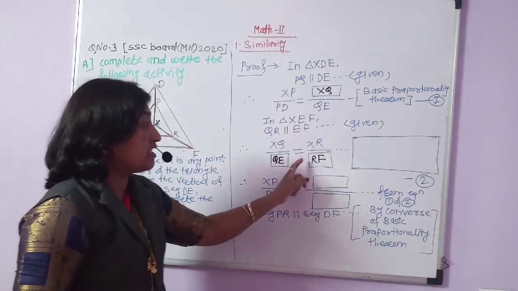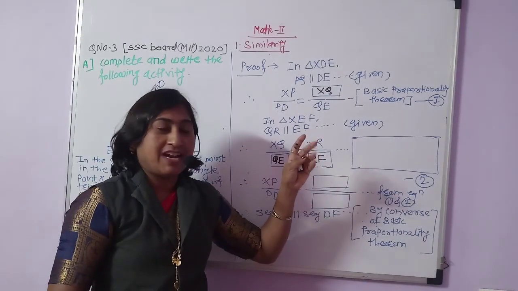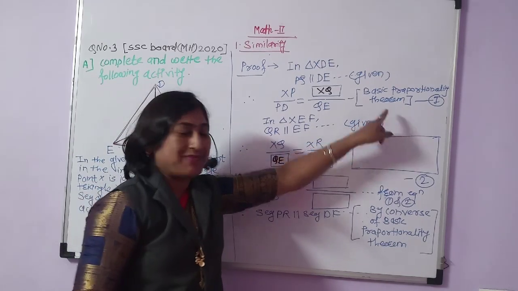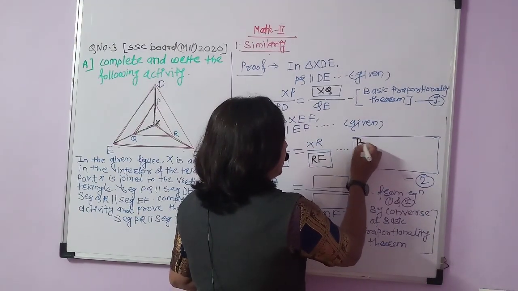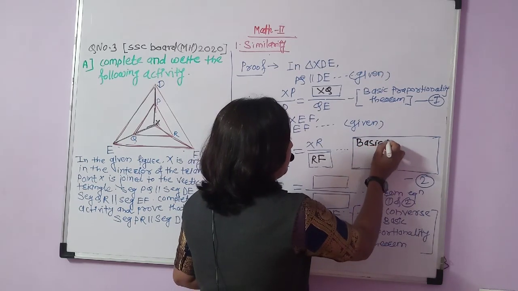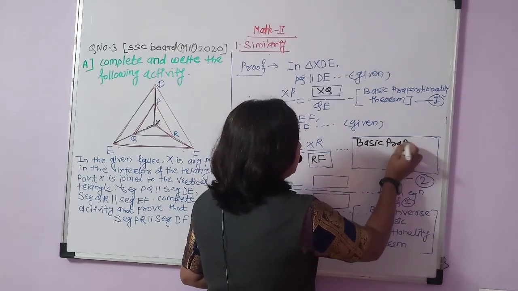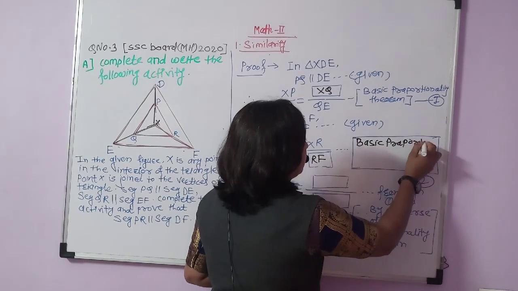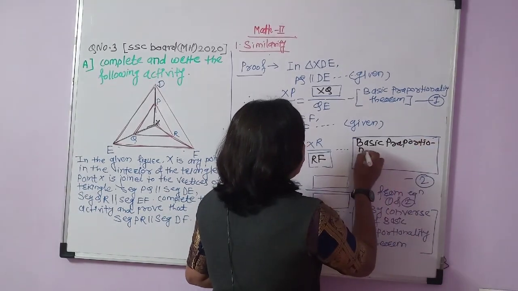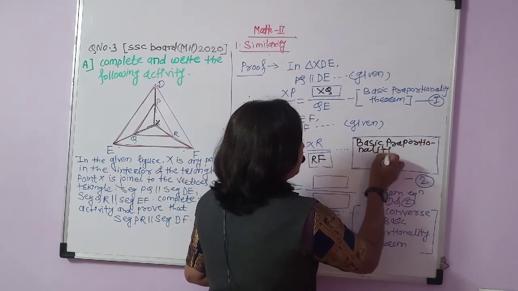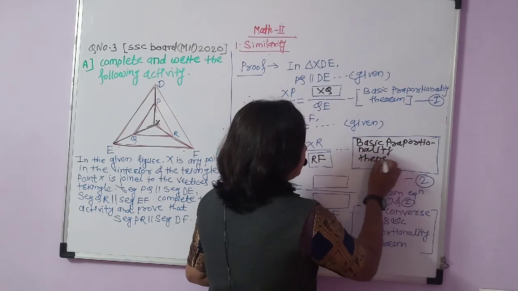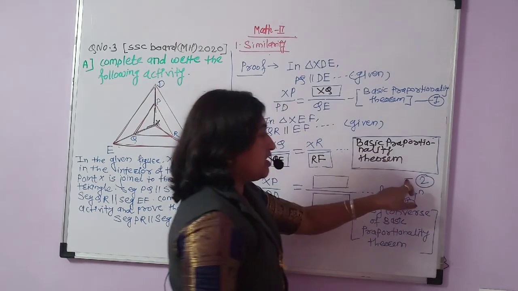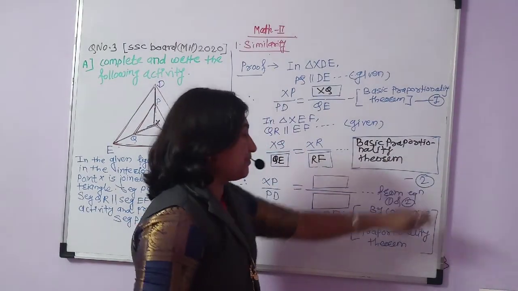But we write all this by which theorem? That is the BPT theorem. We write here the reason for this step. This is the basic proportionality theorem. This is equation number 2.